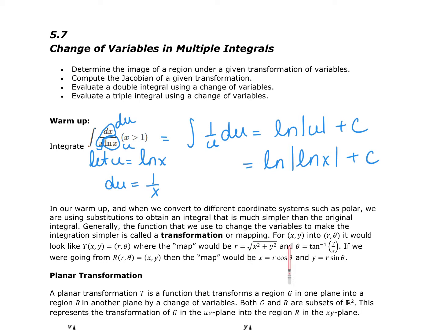If we think about when we go from x, y into r, theta, it would look like this, T being the transformation from x, y into r, theta, where the map, the way I'm going to get from one to the other, would be r is equal to the square root of x squared plus y squared, and theta would equal the tangent inverse of y over x. Now, if we're going from r and theta into x and y, then the map would be x equals r cosine theta and y equals r sine theta.